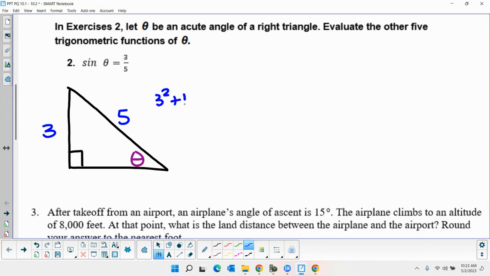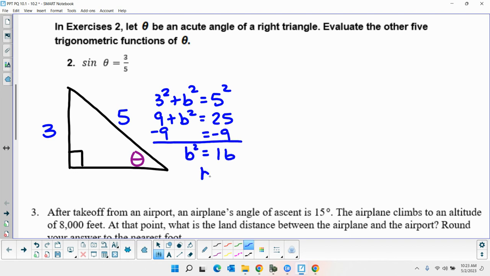Everybody understand that? So I do Pythagorean again. Three squared plus b squared equals 5 squared. 9 plus b squared is 25. Subtract 9. B squared is 16. So what's b equal? 4. And that's the most common right triangle, the 3, 4, 5 right triangle. Okay? Since I already have sine, let's go ahead and get what's its reciprocal? Cosecant. Yeah, 5/3, right? But make sure you use the right 3 letters.